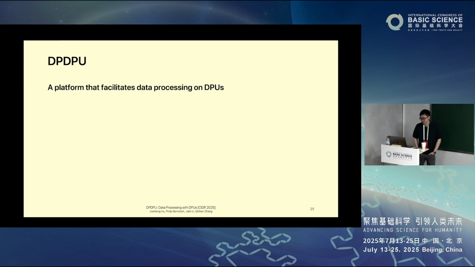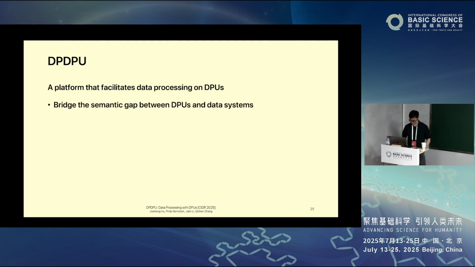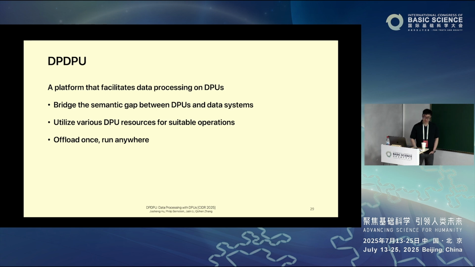So our DPU proposal is basically a platform that is going to facilitate data processing on DPUs. We have a few goals. The first goal is to bridge the semantic gap between DPUs and data systems, because the hardware vendor provided SDKs are not for data systems. We want to provide a high-level interface, and we want to utilize a variety of DPU resources for suitable data processing operations, and we want portability. I want to provide this offload once and run anywhere portability.